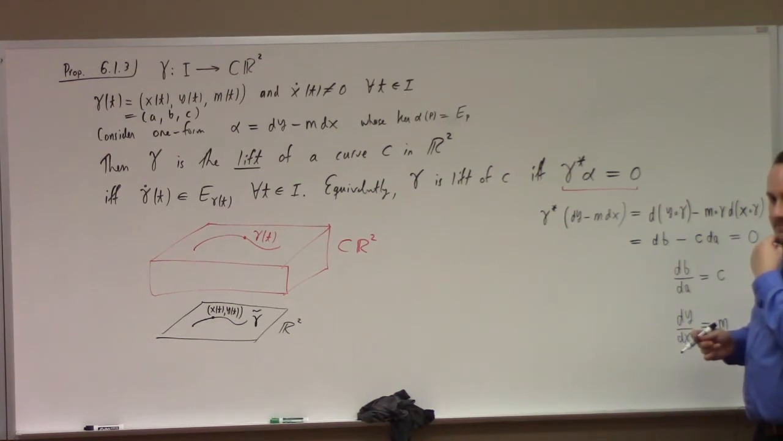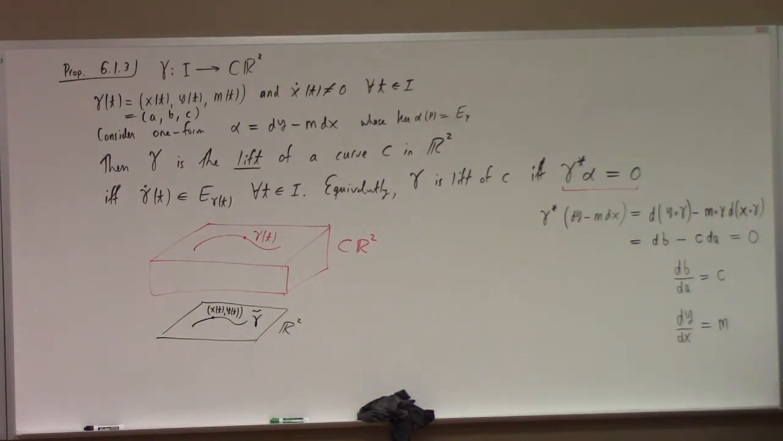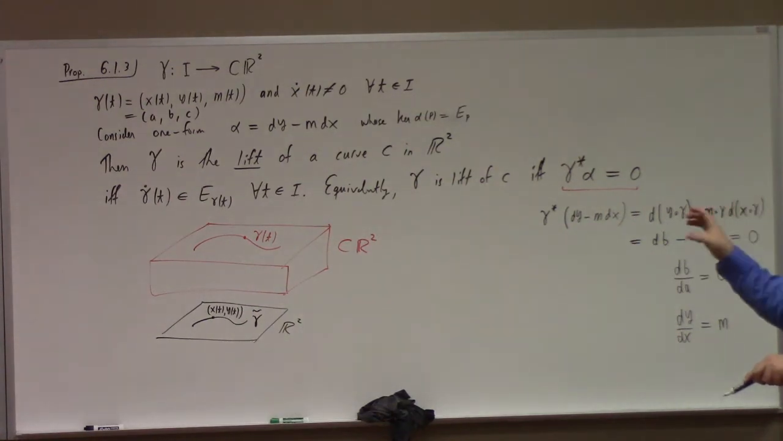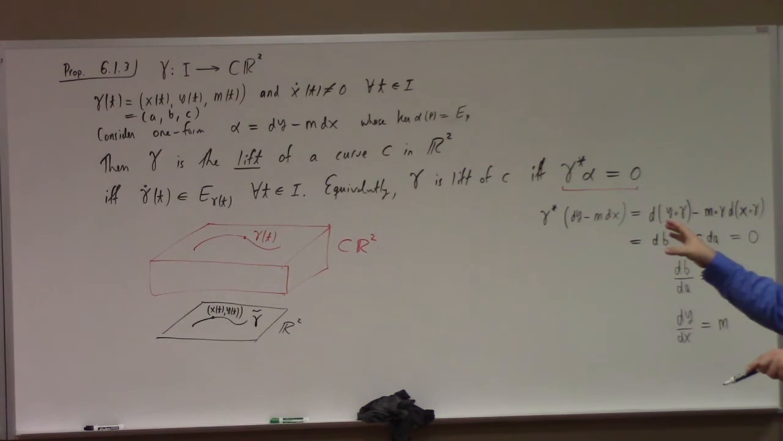Is that only the case when alpha is dy minus m dx? Yes. So this is specific. This contact space is built to describe the slope of curves.